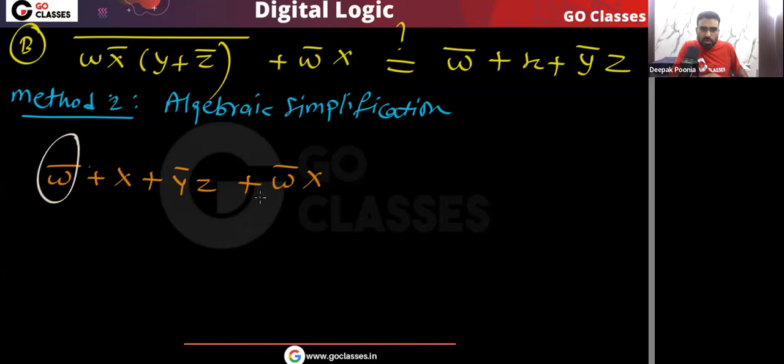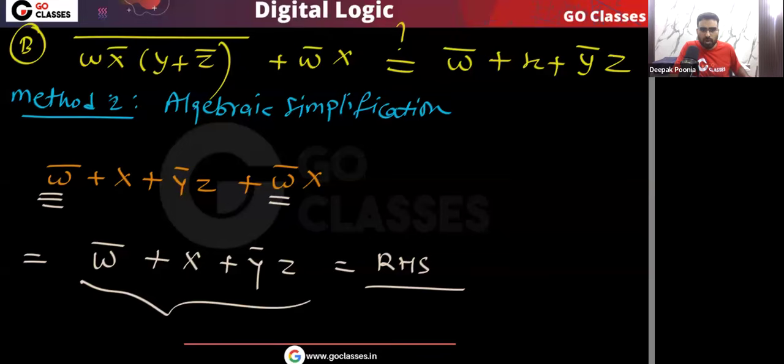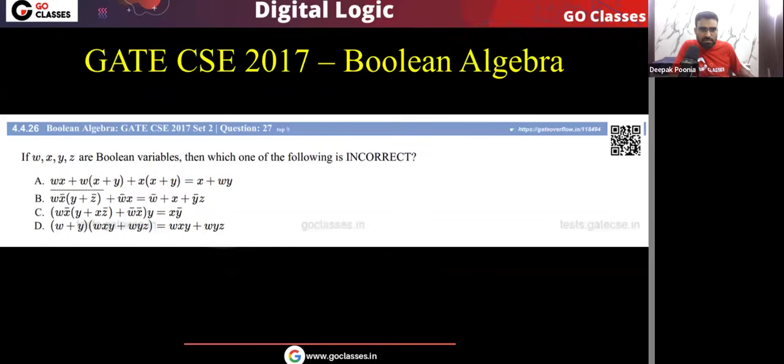Now notice one thing. Here you have W bar, here you have W bar. So you can apply the De Morgan law and it will become basically W bar or X or Y bar Z. That's it. This is your RHS. So remember option B, that is also correct. So far we have seen that option A, B are basically correct. The question is asking for incorrect, but option A, B are actually correct.